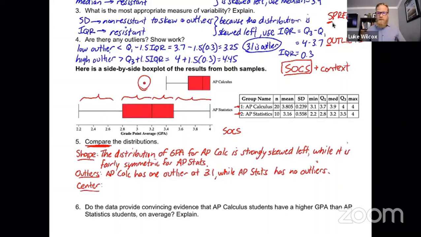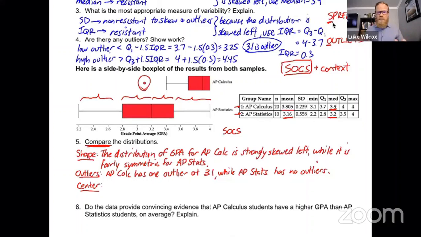Well, we looked at the center for AP Calc and we decided that we would use the median there. And so the median was 3.9. Well, very clearly the median is lower for AP Statistics. Even if you compare the means, you'll notice that the mean for AP Calculus is higher than AP Statistics.